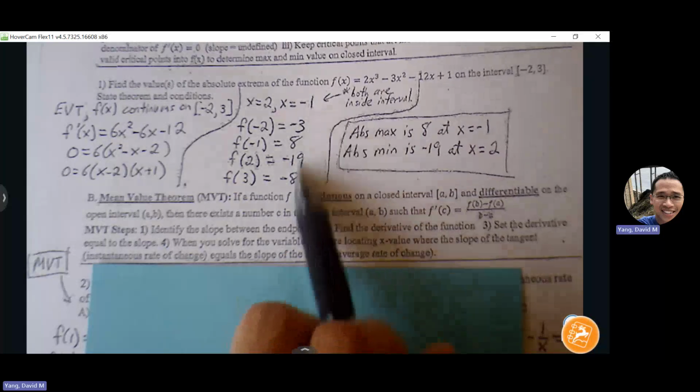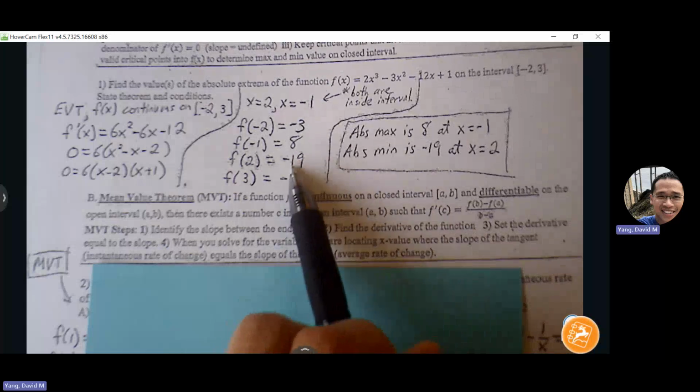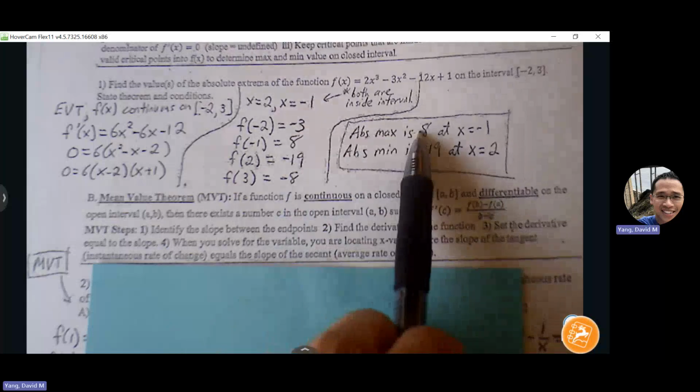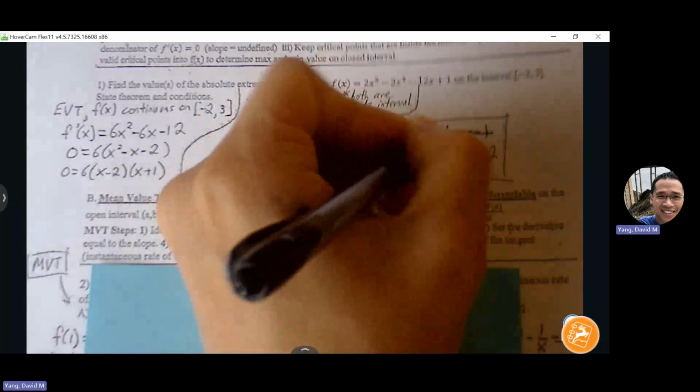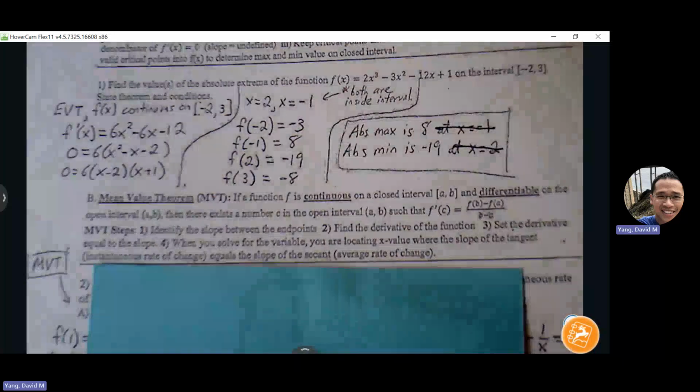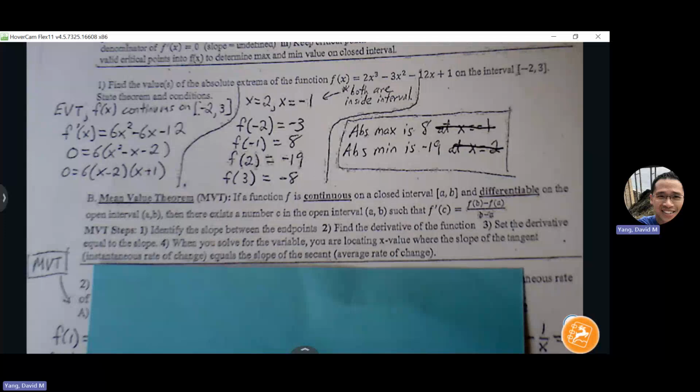So between these 4 values, the lowest I see is -19. The highest I see is 8. So absolute max is 8. Absolute minimum is -19. The x value is not that important. You can leave these out and be perfectly fine. It's the y values that the problem is asking for.